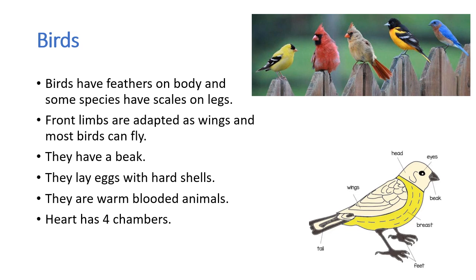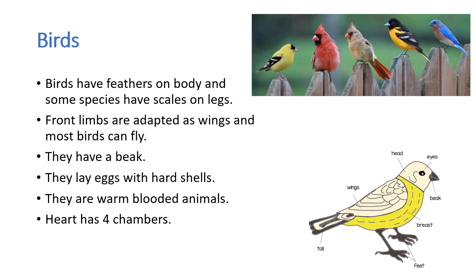Next group is birds. The characteristic feature of birds is having feathers on their body. And some species of birds have scales on their legs. Another special feature, a unique feature of birds, is their front limbs are adapted as wings and these wings help them to fly. Most of the birds are able to fly, but there are few species, even though they have wings, they are not able to fly. Ostrich is an example. Kiwi is another example of a flightless bird.